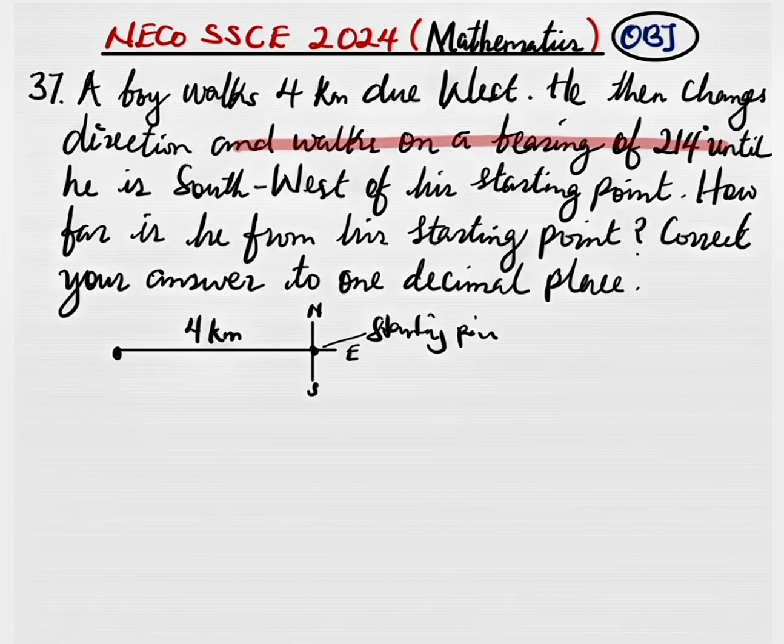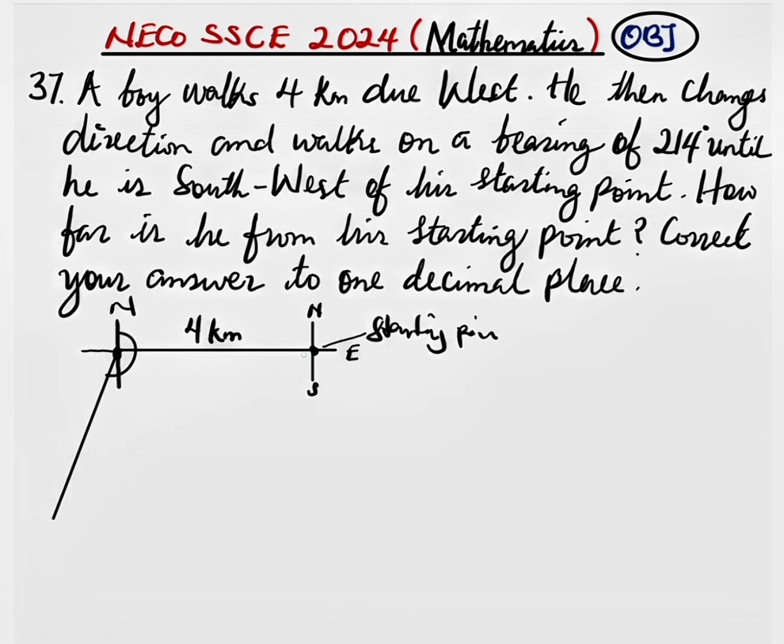And walks on a bearing of 214 degrees until he is southwest of his starting point. So from this position, he walks on a bearing of 214. This is a 3-figure bearing, so we take our measurement from the north. 214 will be in this quadrant. And it keeps moving until it gets directly southwest of its starting position.